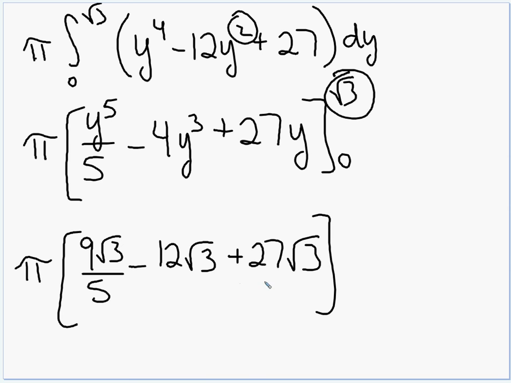If we get a common denominator, all those denominator 5. I'll just jump to the punchline here. Final answer, 84 pi root 3 all over 5.